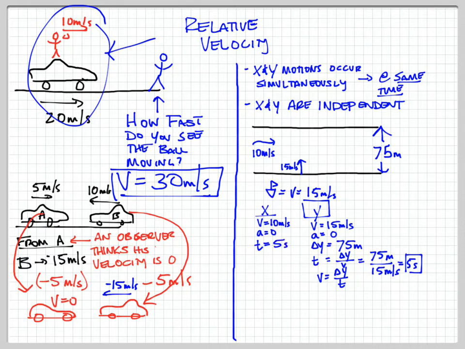If it takes me 5 seconds to cross, I'm only in the water for 5 seconds. And if we use delta x equals velocity times time, we'll see that I get pushed downriver 10 meters per second times 5 seconds, 50 meters. So if we look up here, while I cross in the y, I'm also being pushed down 50 meters in the x.